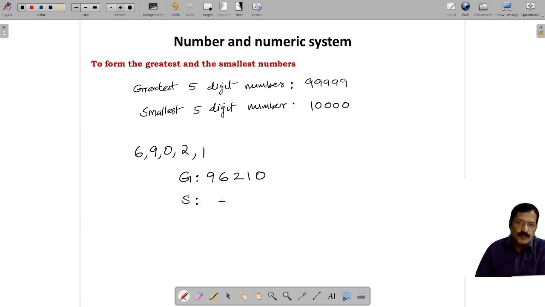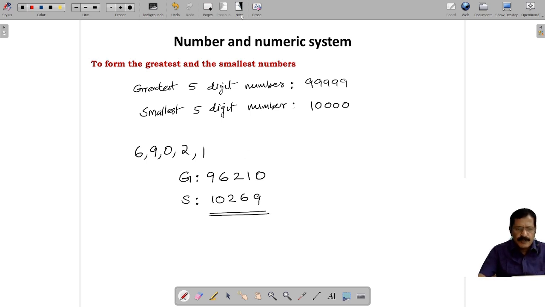For the smallest one, we have to write the smallest digit, but here 0 is the smallest digit and we cannot write 0 first. So we write the next smallest digit among the given numbers, which is 1. Then the smallest remaining digit 0. So 1, 0, then the next smallest 2, then 6, 9. So these are the greatest and the smallest numbers without repetition.